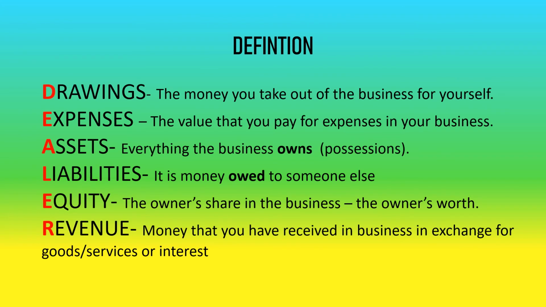So just quick definitions so that you can get familiar with the terms of the dealer. Drawings is money you take out of the business. Expenses is anything that you pay for your business. Assets is everything you own in your business. Liability is everything you owe in your business. These are definitions that were in last week's accounting equation lesson. Equity is the owner's share in the business. It's the owner's worth, the extra. And revenue is the money that you've received in the business in exchange for goods and services or even interest.